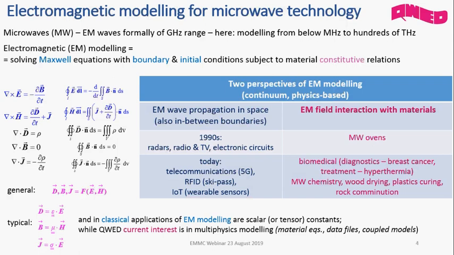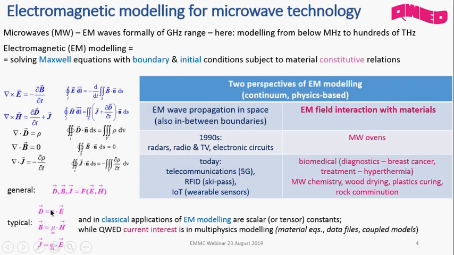So let me start with the definition of electromagnetic modeling. Electromagnetic modeling is essentially solving the Maxwell equations, which I'm showing here. Just a reminder, probably from high school. These equations are remarkably simple, especially if we take them in the differential form. So for material scientists, it may seem that all that we are doing in electromagnetics is very simple.